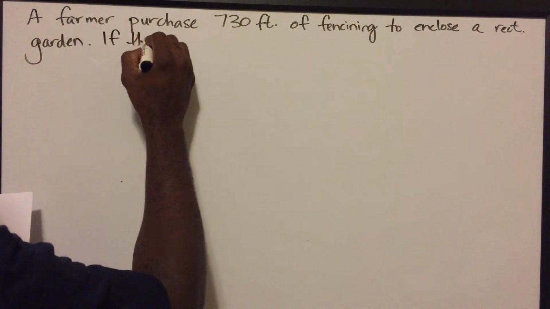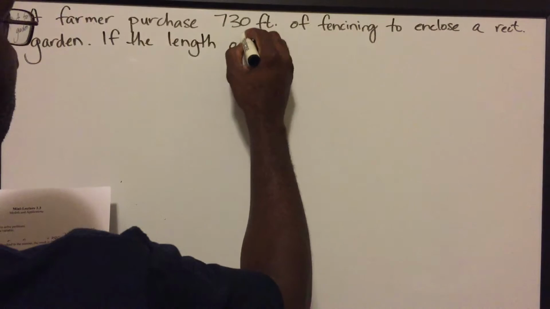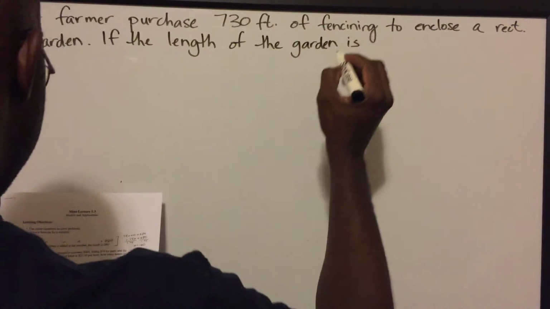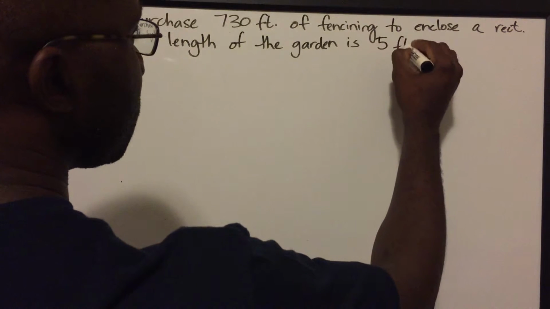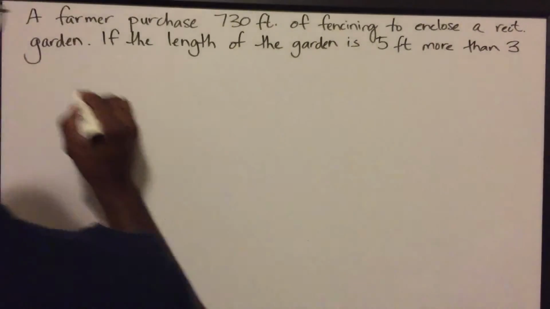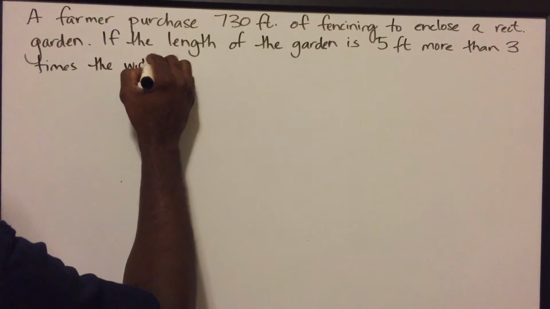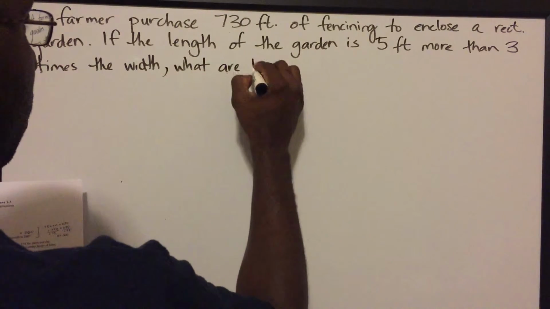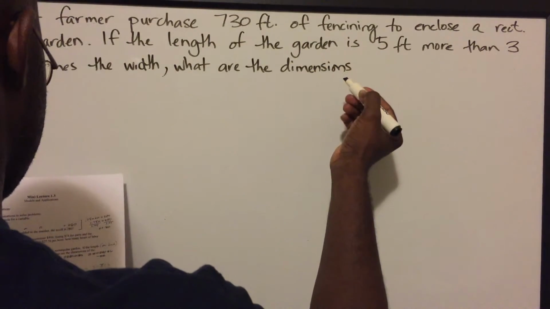If the length of the garden is 5 feet more than 3 times the width, 5 feet more than 3 times the width, what are the dimensions of the garden?